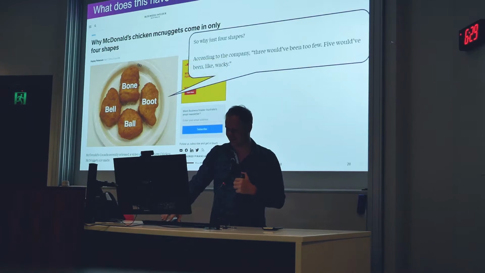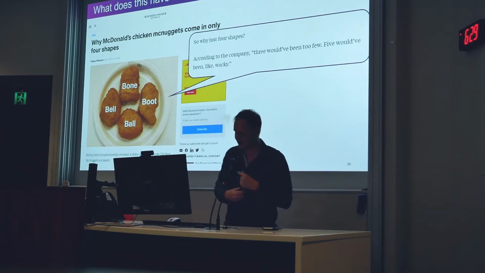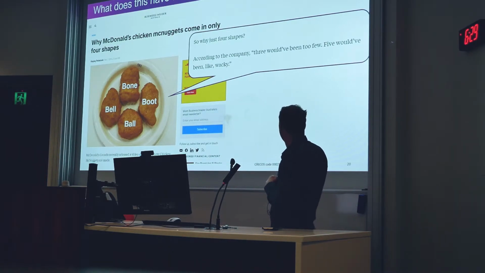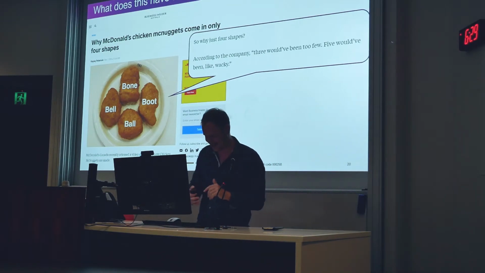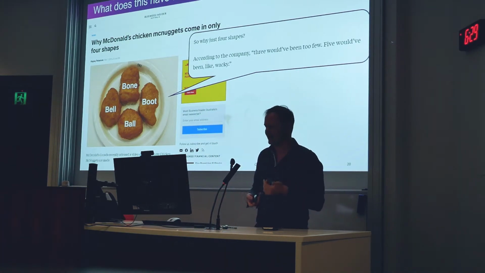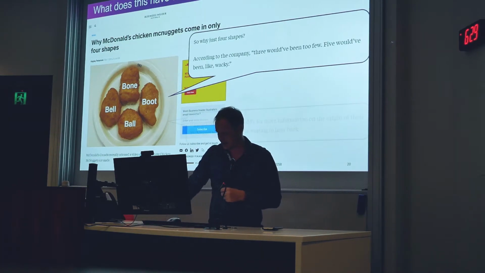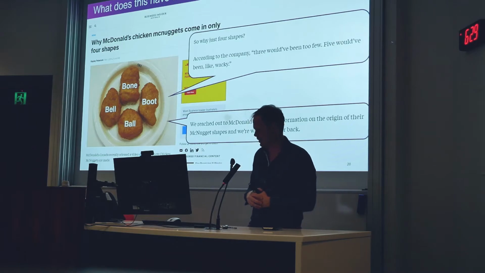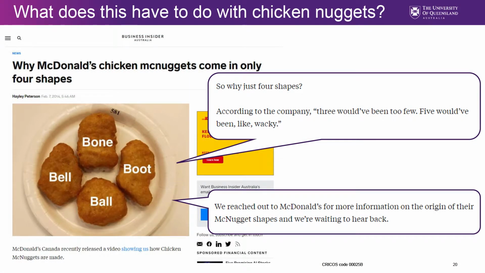And if you read through this steaming pile of, can't swear, you'll find the answer as to why there's only, it's total clickbait, right? Why McDonald's only come in 4 shapes? This is their literal answer: 3 would have been too few and 5 would have been like wacky. Idiot. Shouldn't say that. But you can understand 3 would be not enough and 5 would be too much. They also reached out to understand the origin of the boot, the ball, the bell, and the bone, but they're waiting to hear back, and that was how the article finished, and it just left me on the edge of my seat. That was 7 years ago now.